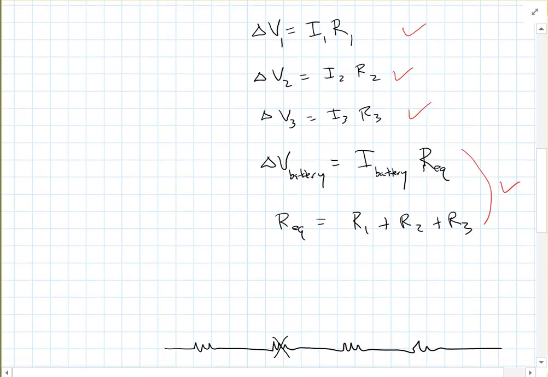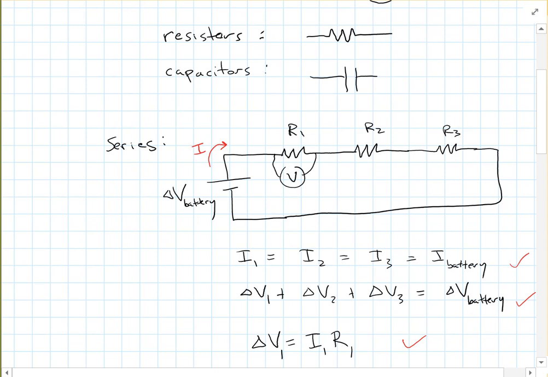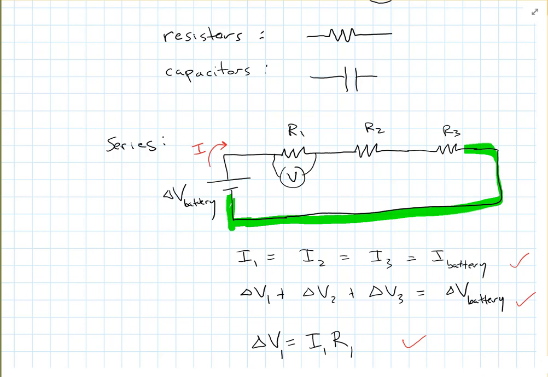Let's go back and look at the previous one, series, and we'll do the same thing here. If this is 0 volts, I'm going to mark it 0 volts, get my green pen, and I have a 9-volt battery, that's 9 volts. I'll get my blue highlighter.